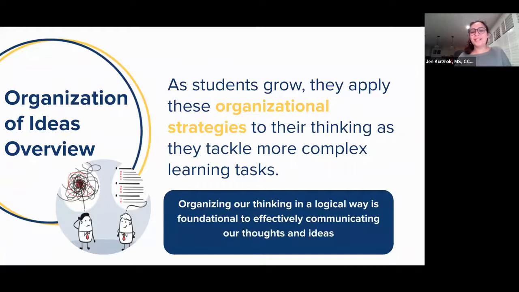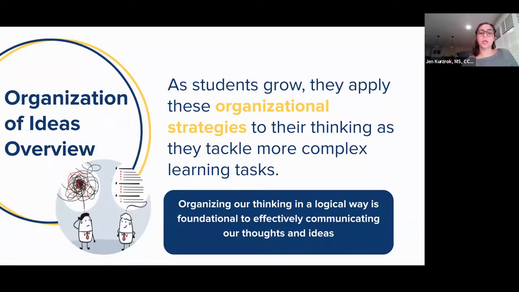All right, so this is our last topic. I'm going to try to move through it quickly because, as Gwendolyn mentioned, our time management got awry. But the highest level of this is organizing ideas. And as students grow and develop, they're able to apply these same organizational strategies we used for materials and for time and for routines to organize their thinking. And that helps them tackle more complex learning tasks, reading tasks, and writing tasks.